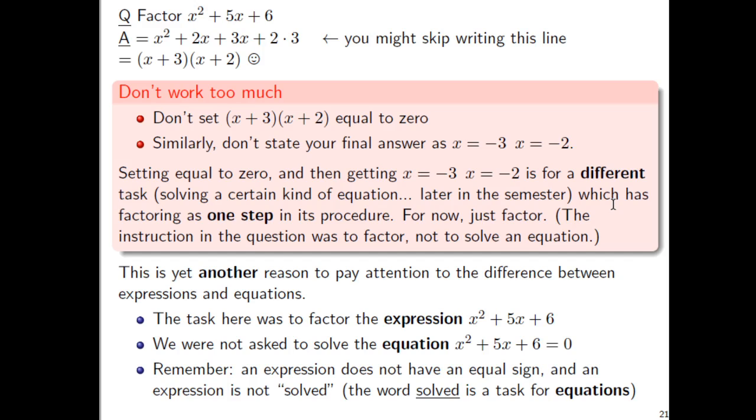Okay, remember that an expression doesn't have an equal sign, though the work in between one expression and the next will have an equal sign. And remember that an expression is not solved. Solved is a word that we will reserve for equations only.